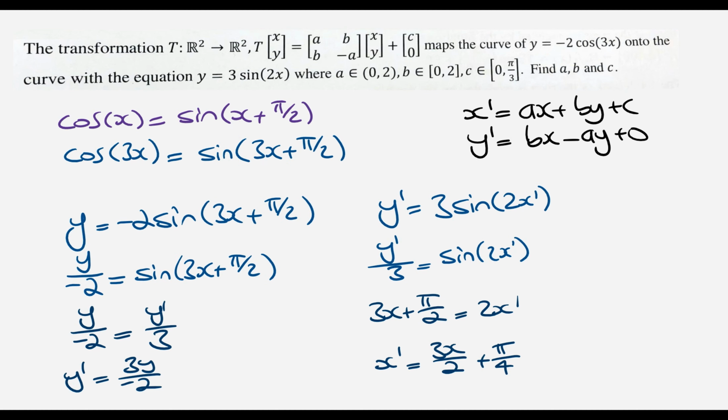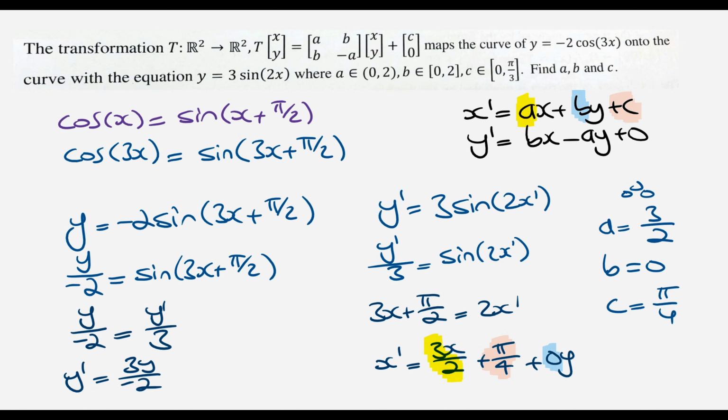And the final step is to equate the coefficients. We have two equations for x dash and y dash. And so the coefficient of the x term is going to give us the value of a. This constant is going to give us the value of c. And we can rewrite this as plus 0y. And so the coefficient of the y term is going to give us the value of b. And so therefore, the value of a is equal to 3 on 2, the value of b is equal to 0, and the value of c is equal to pi on 4.